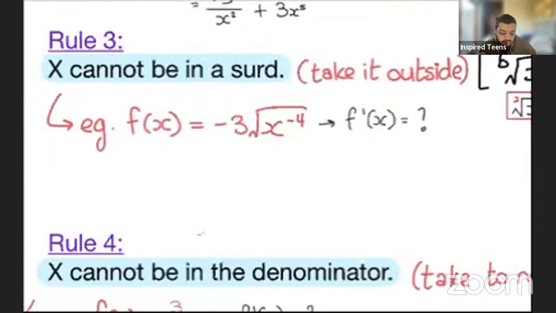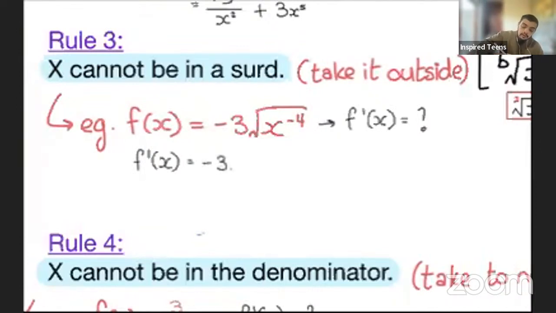For example, if f of x is equal to -3 times the square root of x to the power of -4, so in this case, x is inside of a surd, that cannot happen. So we have to take it out of the surd by creating a fractional exponent. This would become, keep the base the same. By the way, this -3 is actually multiplying the surd. So we'll just say -3 times.